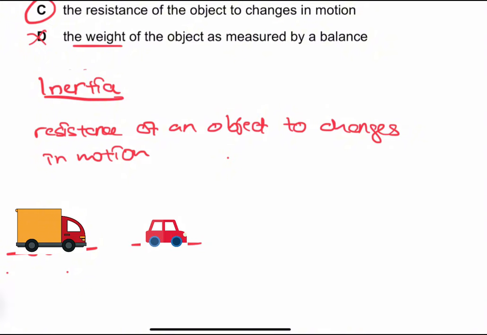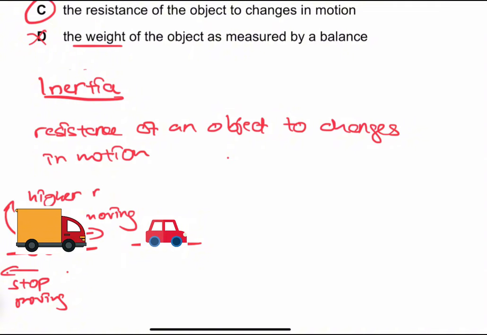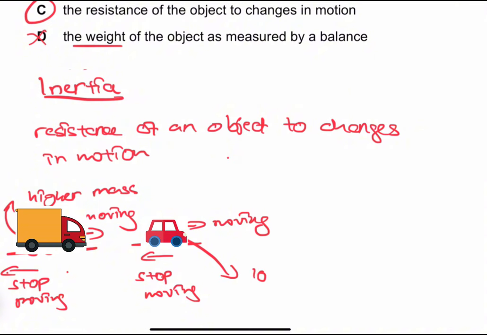This lorry is going to be very difficult to start moving, and also very difficult to stop moving, because it has a higher mass, and it also has a higher inertia. But this car is very easy to start moving, and also very easy to stop moving, or relatively easier than that lorry, because it has a lower mass, meaning that its resistance to changes in motion is actually less.